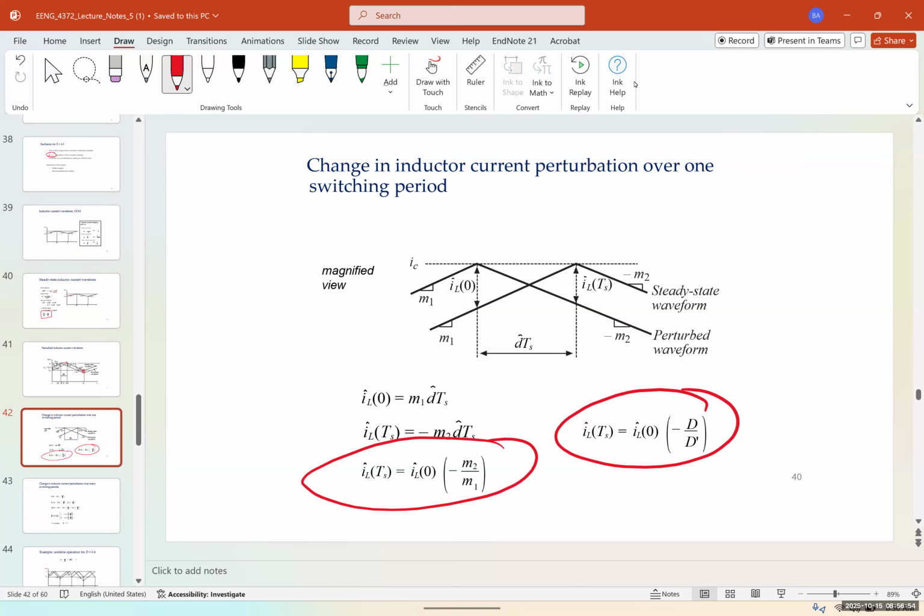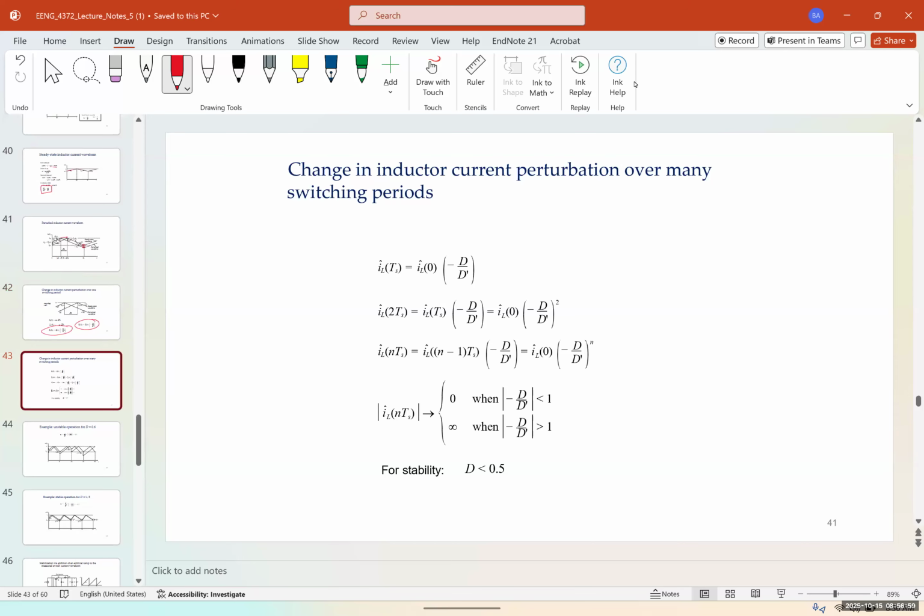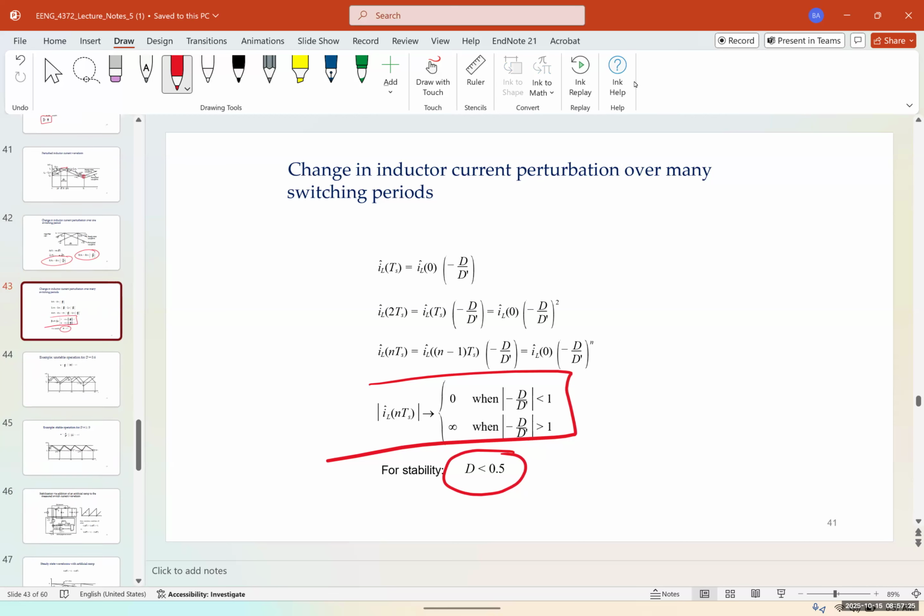Again, all of these are just for your knowledge. None of them would actually be on the exam. The change in inductor current perturbation over many switching periods gives us this. Î_L(nTs) is going to go to 0 when negative D over D' is less than 1 in magnitude, and to infinity when negative D over D' is greater than 1 in magnitude. So for stability, D must remain less than 0.5.